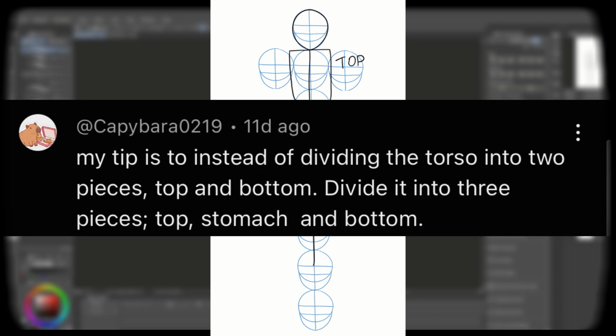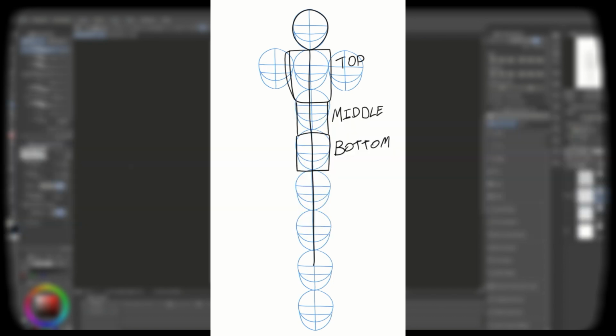I received a really helpful comment on one of my videos that I 100% agree with, being to divide the torso into 3 sections, top, middle, and bottom. Typically the middle will be smaller in width compared to the other 2 sections, but this can also vary depending on the character's stomach size.